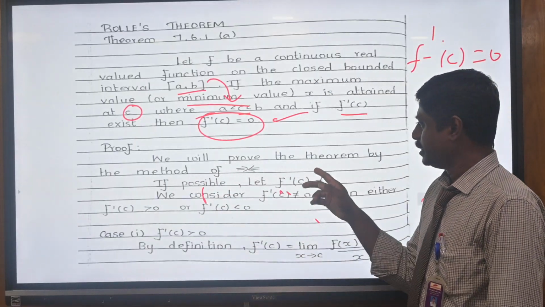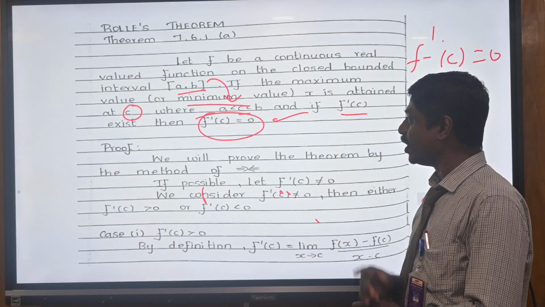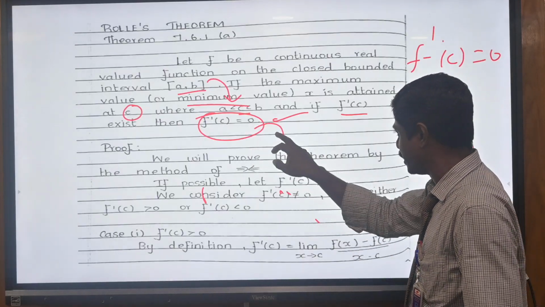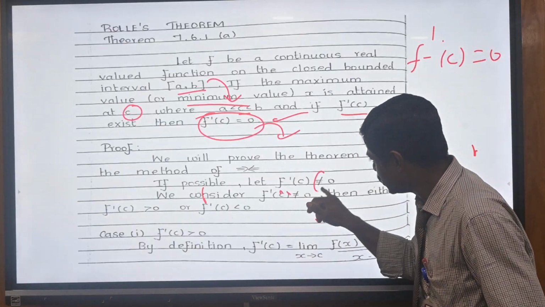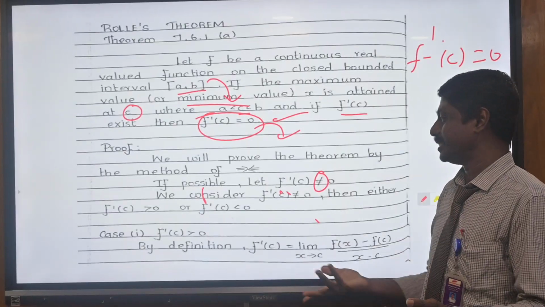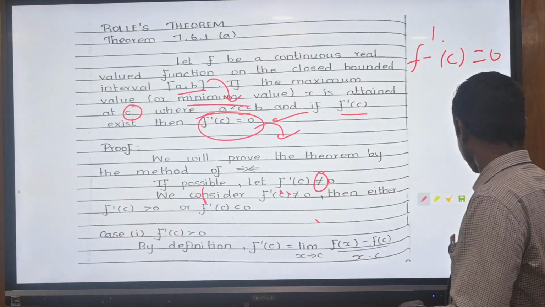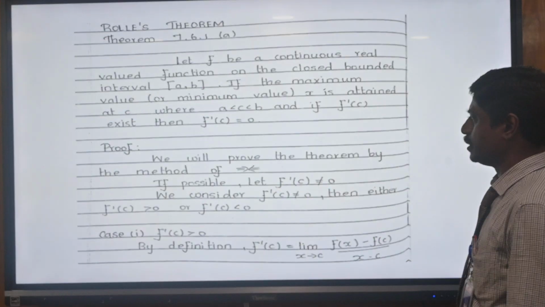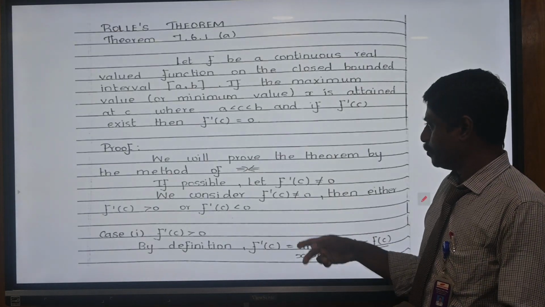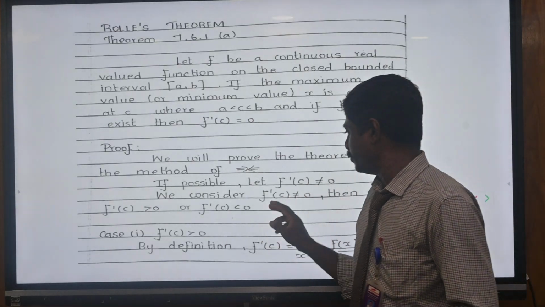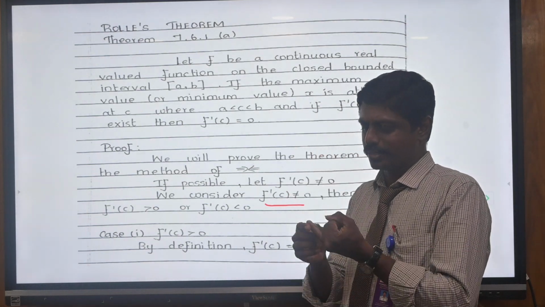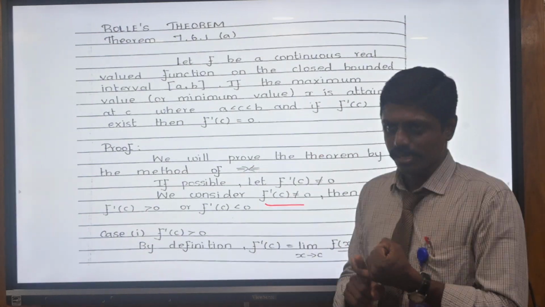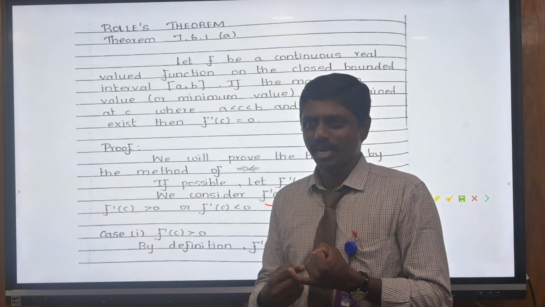If possible, let f dash of c not equal 0, because the theorem statement clearly says f dash of c equals 0. What I assume is f dash of c not equal to 0. We consider f dash of c not equal to 0. For a derivative there are three possibilities: one is 0, another is greater than 0, another is less than 0.